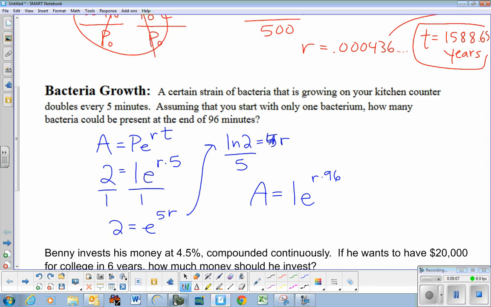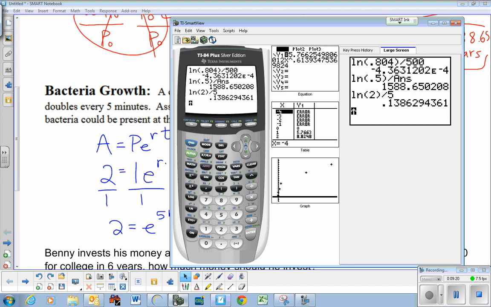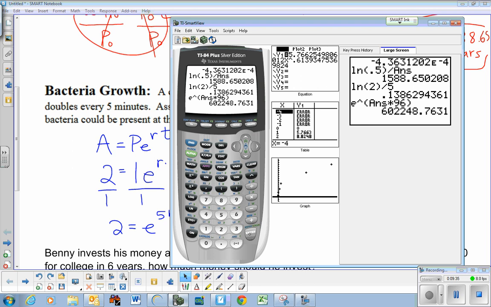And this one's pretty straightforward. If you're figuring out how much is left at the end, I don't need to do any natural logging. I just need to type in basically e to the r value times 96, where the r value is that number I just found. So that would look like this: e to the answer, using the old answer. On a newer calculator, you can just select that number, times 96, all in the exponent, where e is the base. And I have 602,248.8.